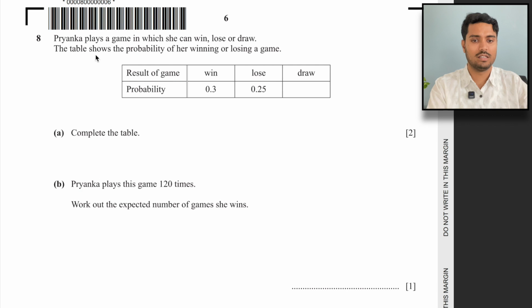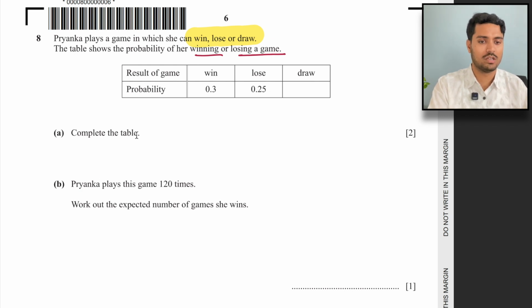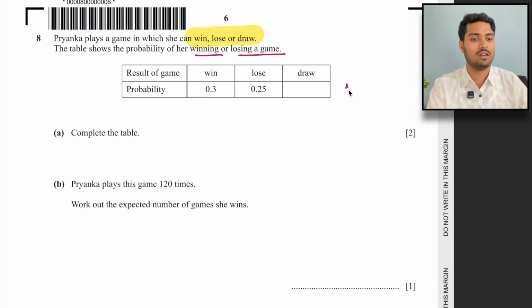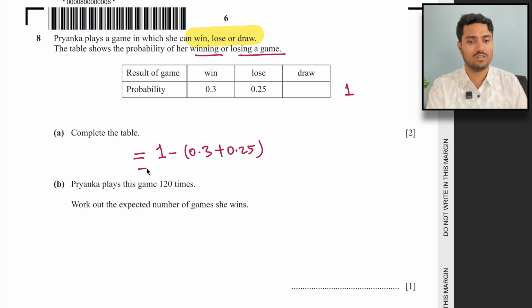Next question, question number 8. It says Priyanka plays a game in which she can win, lose or draw. The table shows the probability of her winning and losing a game. It says complete the table. So for draw we have to calculate. We know that the sum of the probabilities should be 1. So this is going to be 1 minus (0.3 plus 0.25). So that is equal to 1 minus 0.55, which is going to be 0.45. So that's the answer.